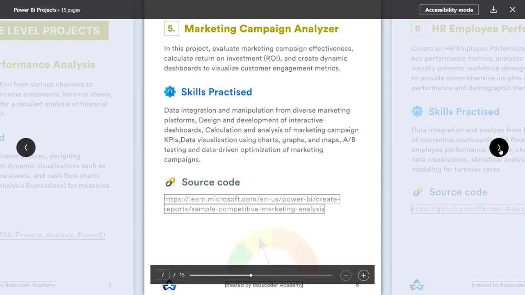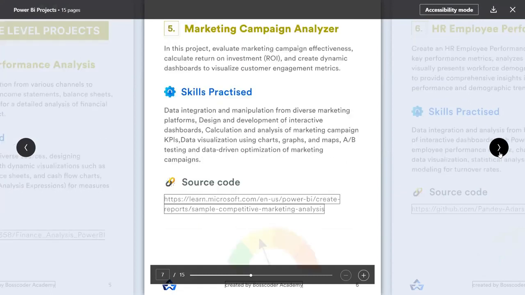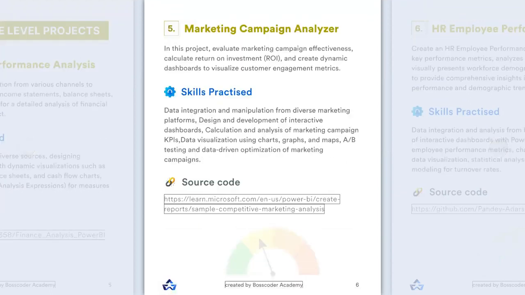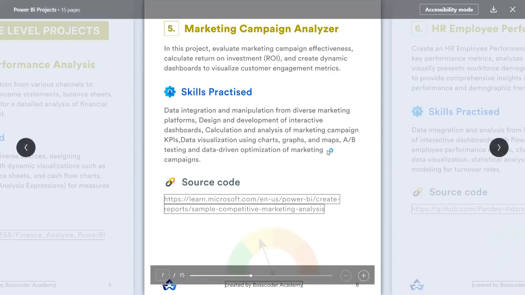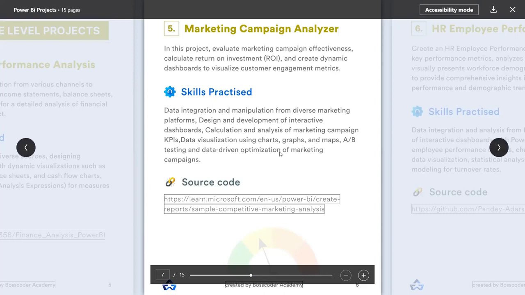Another is the market campaign analyzer. Earlier it was marketing campaign insights, only insights on a campaign that had already run. Now they are going to analyze and evaluate the effectiveness of that campaign and calculate the return on investment: if we invest this much amount in that marketing campaign, are we going to get a good ROI or not? Earlier it was with DAX, but now it is with KPI graphs and data visualization, and they have done A/B testing also.